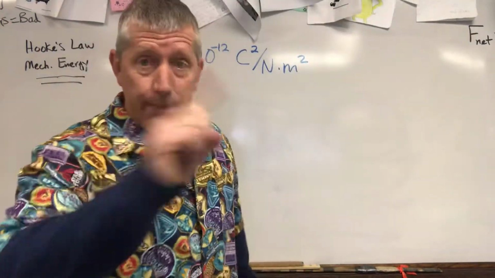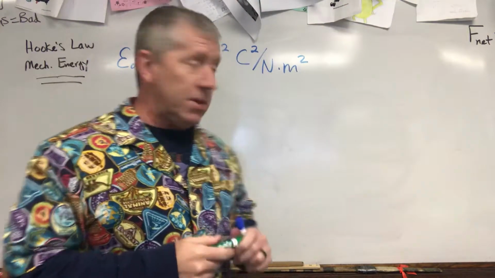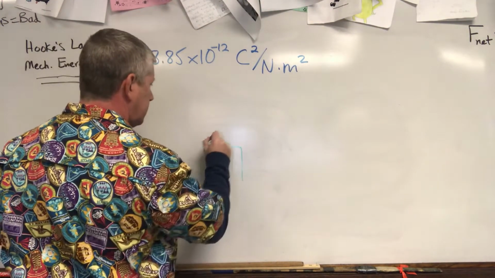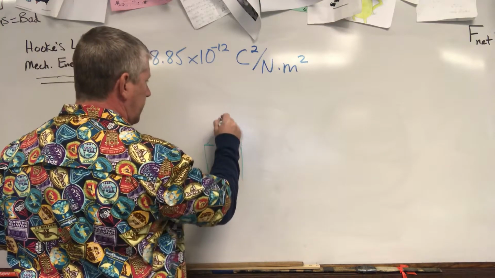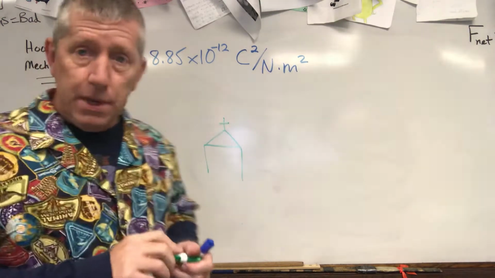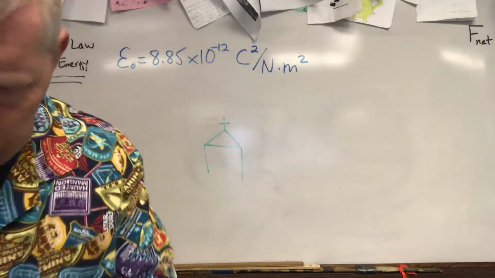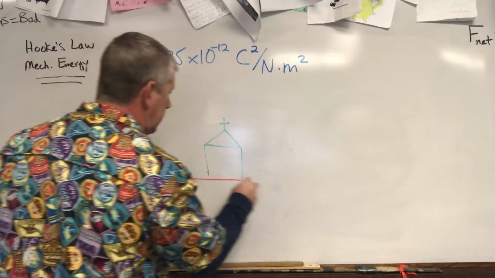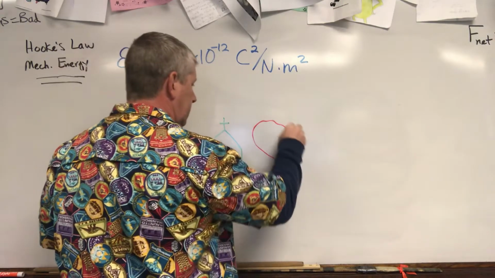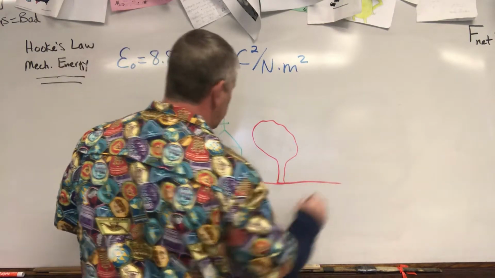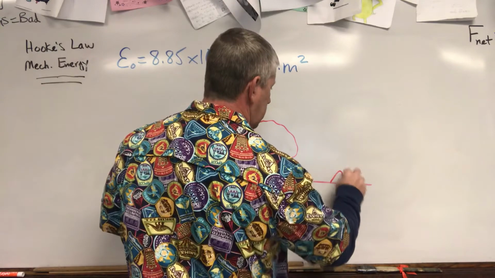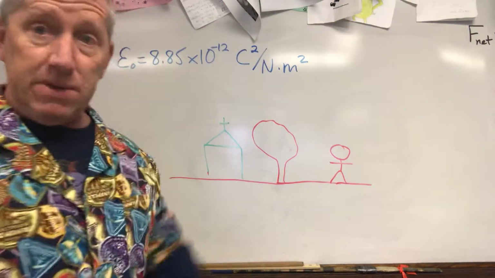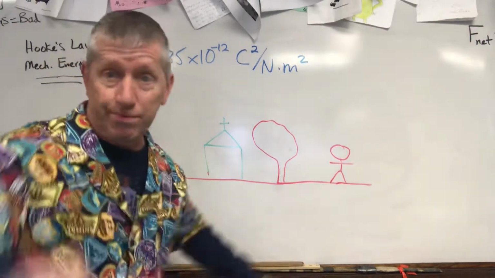Lightning is nature's capacitor. So let's say we got a house here, or a church. We'll make a church with a little cross on the top. That's kind of hard to see, so we'll change it up for you here. Leave my house in green. And then we got a tree. Nice tree. And here's you. That's you. It looks like you.